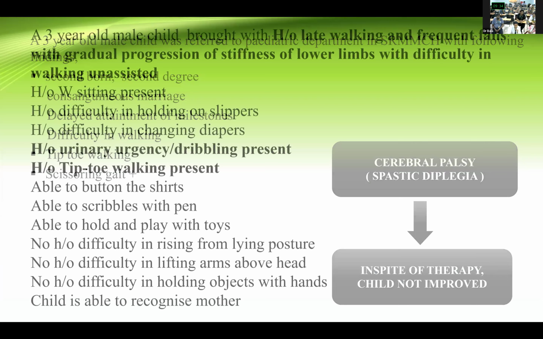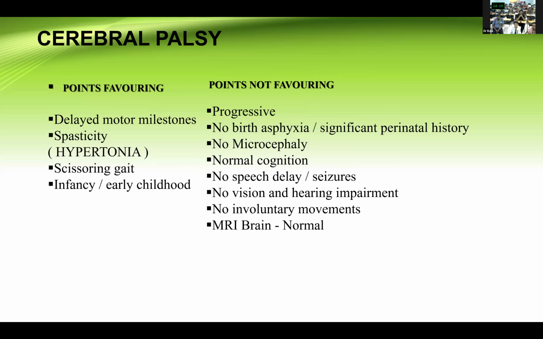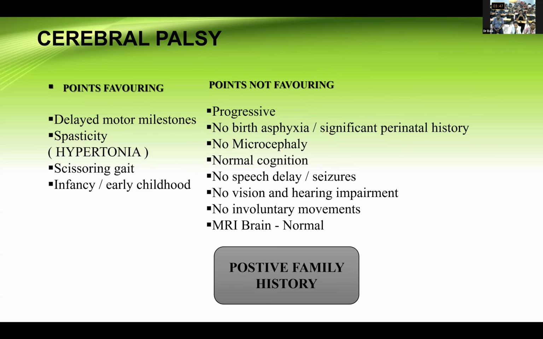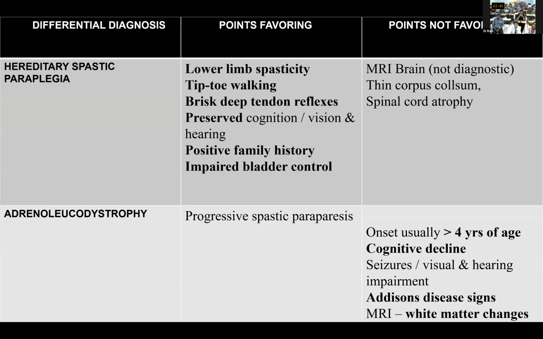As this child was previously diagnosed to be a case of cerebral palsy, points favoring cerebral palsy were delayed motor milestones, spasticity, and tiptoe gait. But points not favoring cerebral palsy were the progressive course of the disease, no signs of birth asphyxia or significant perinatal history, no microcephaly, normal cognition, no speech, vision, or hearing impairment, no involuntary movement, a normal MRI brain, and a significant positive family history.